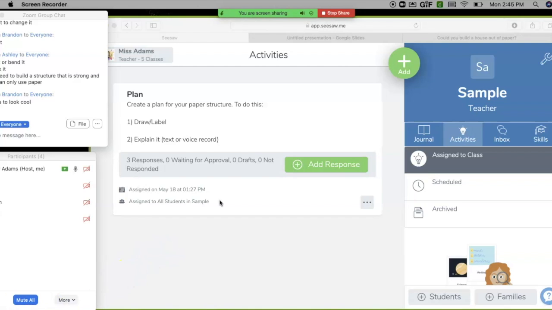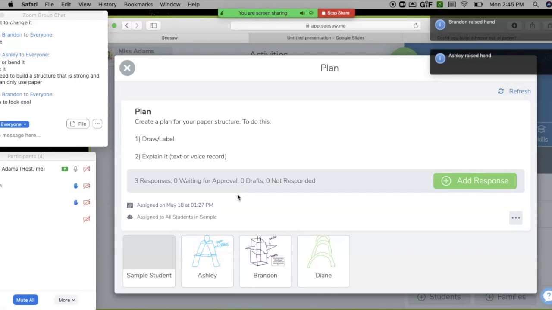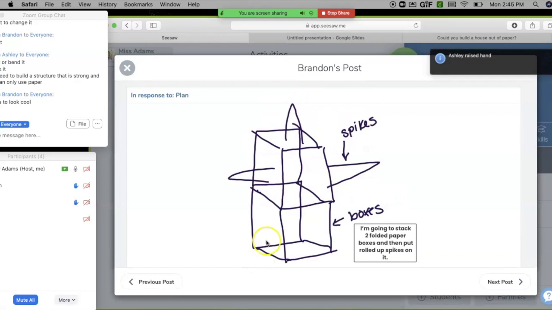Alright, so now that you've had a couple minutes to plan, and I see that most of us have turned in our plans, I'm looking for some volunteers who would like to share their plans with us. So if you would like to share your plan, please make sure that you raise your hand so that way I can show the class that I have your plan. Alright, so I saw Brandon's hand first, so let's take a look.